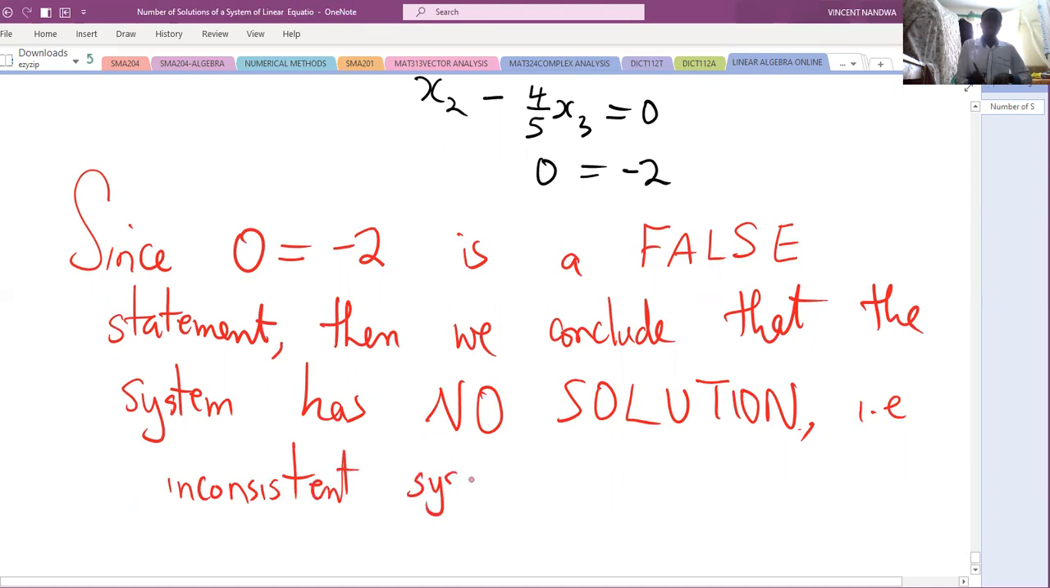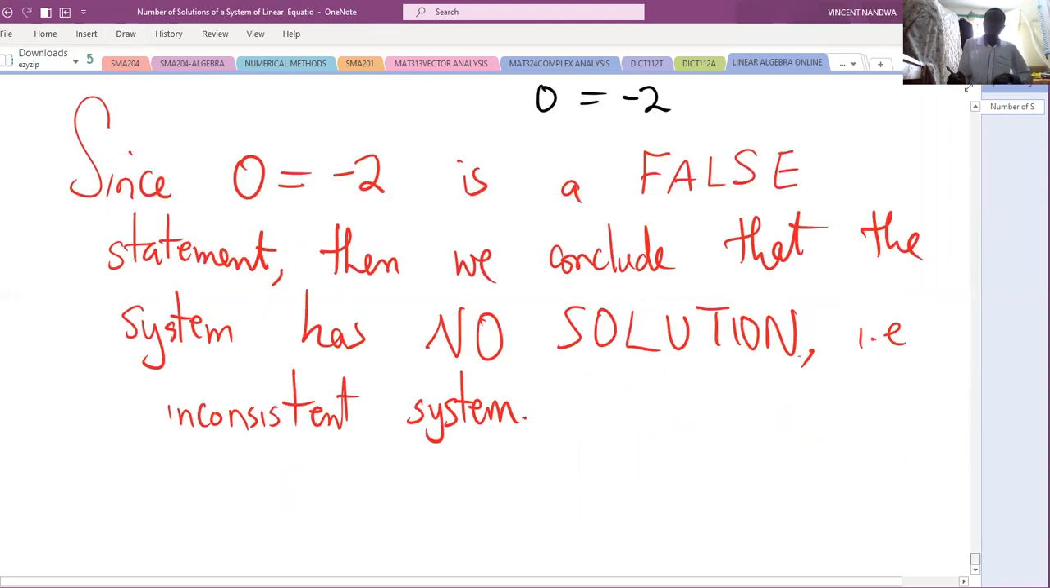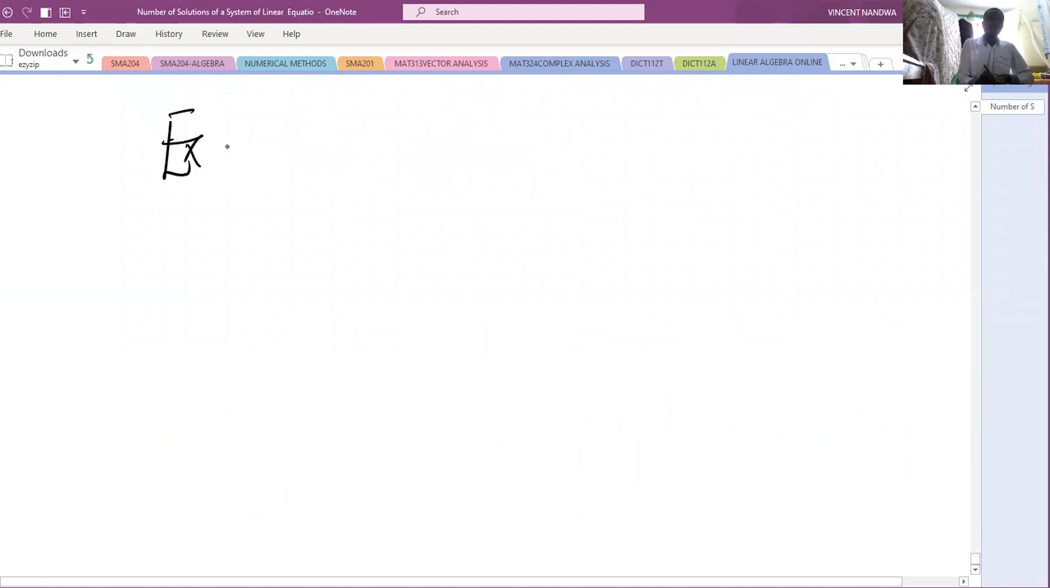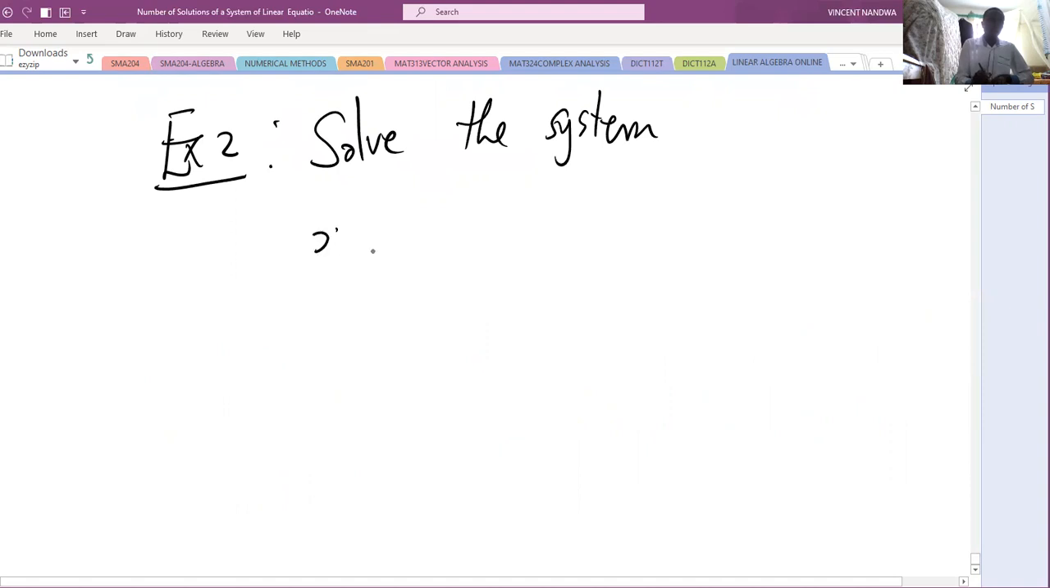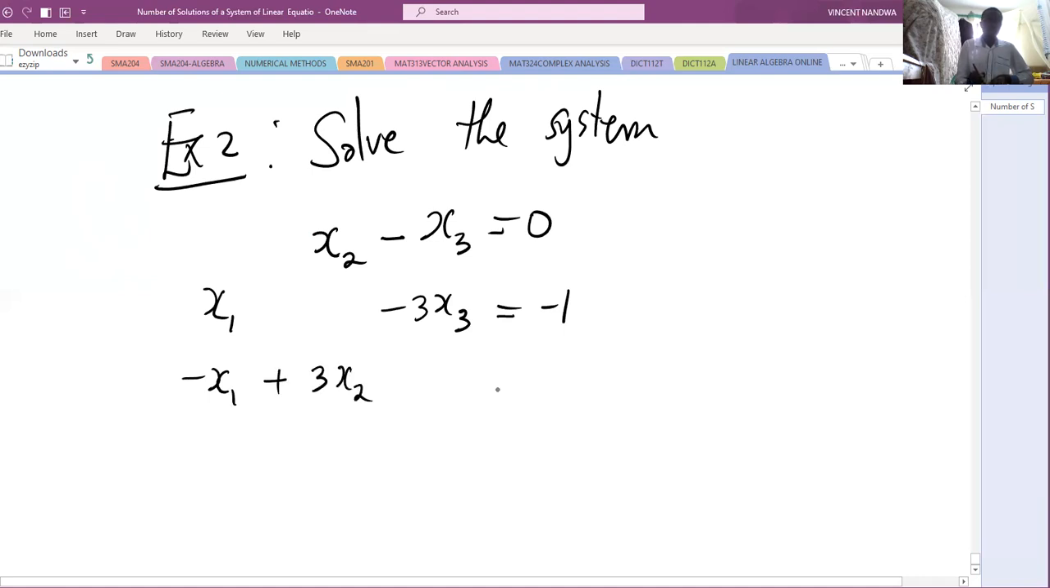A system that has no solution. Good. Now, if I have the next example, example 2, solve the system: x2 minus x3 equals 0, x1 minus 3x3 equals -1, minus x1 plus 3x2 equals 1. So if we have to solve this one now, solution.